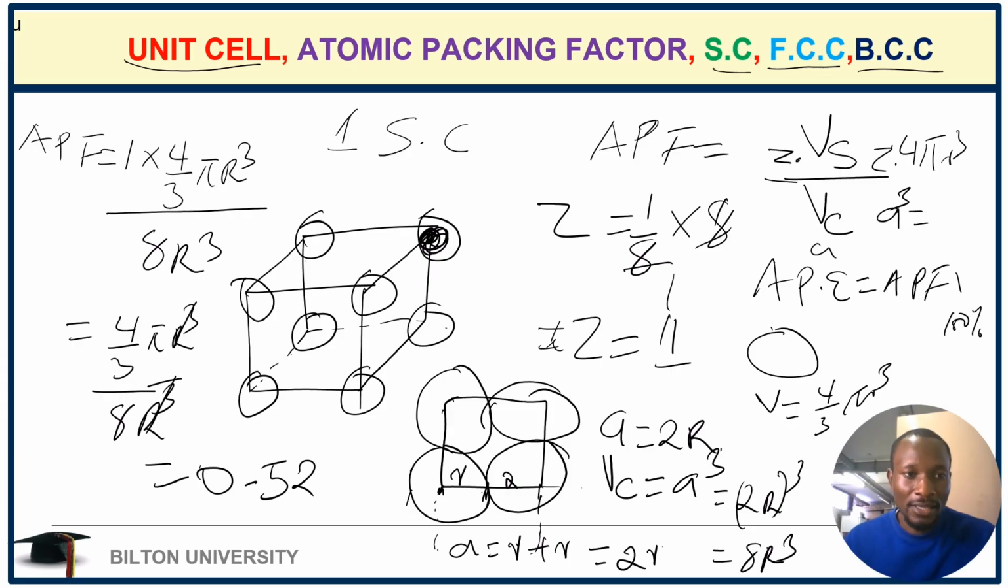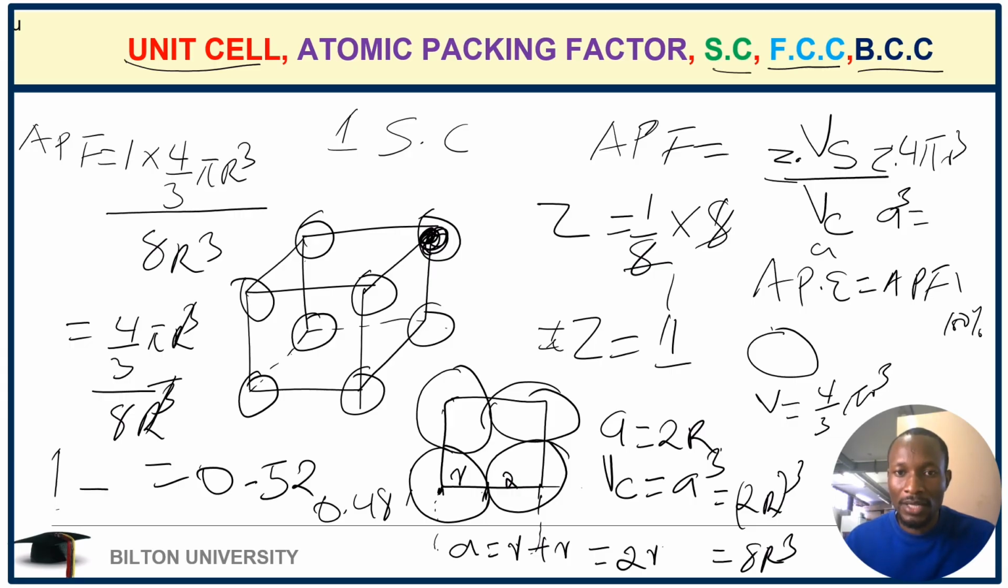So it tells us that out of 1, 0.52 of the entire volume is occupied by the atoms. So if we subtract 0.52 from 1, we are going to get 0.48. So it tells us that 0.48 of the entire volume is unoccupied by the atoms, and this gives us what we call the void volume.